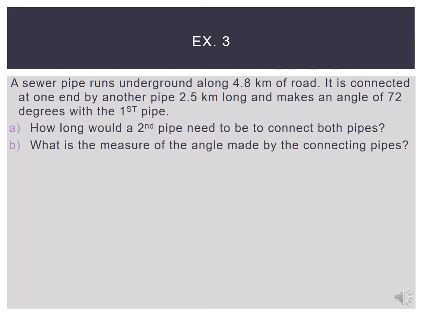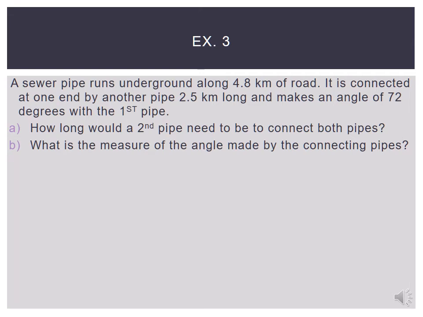A sewer pipe runs underground along 4.8 kilometers of road. It is connected at one end by another pipe, 2.5, and makes an angle of 72 degrees with the first pipe. How long would another pipe need to be to connect both of those pipes? And what is the measure of the angle made by the connecting pipes?